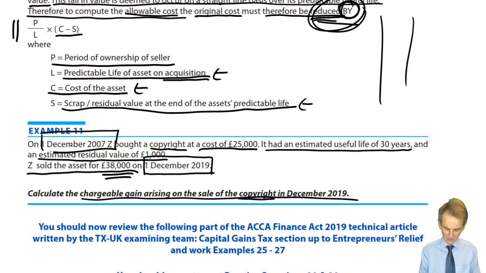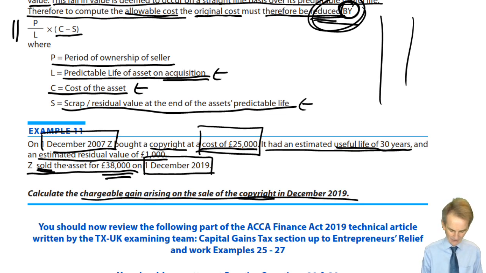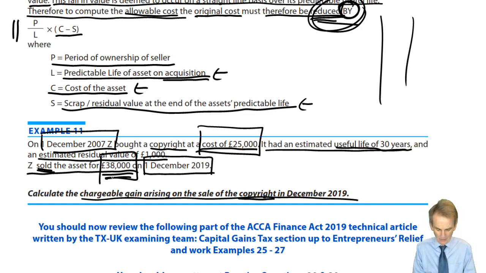Just one issue. I'm not trying to trick you with the numbers that I put in, but what you might have noticed is that the original cost, when it had an estimated useful life of 30 years, was £25,000. And yet some 12 years later, we're able to sell that asset for more, £38,000. I've done this deliberately with these numbers, I've given you proceeds bigger than cost.